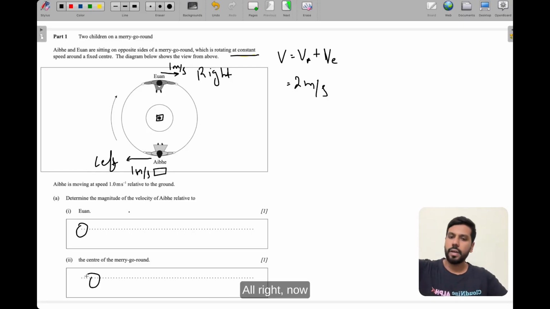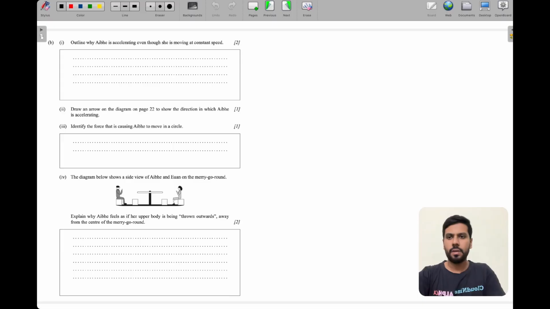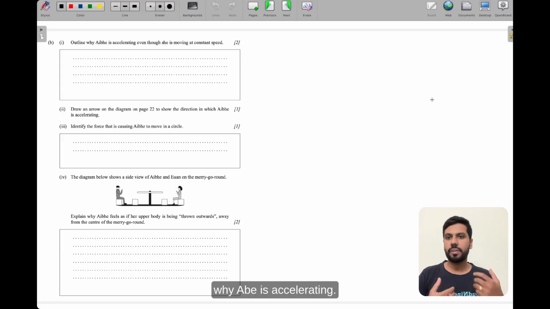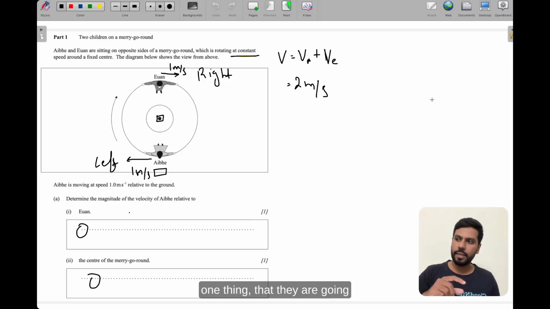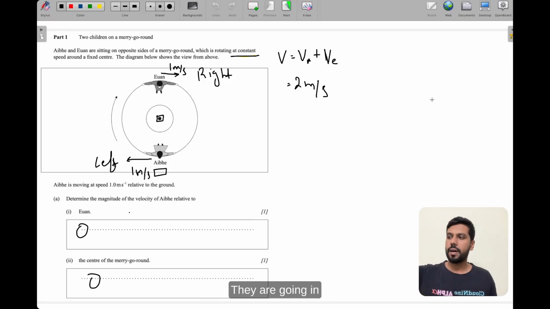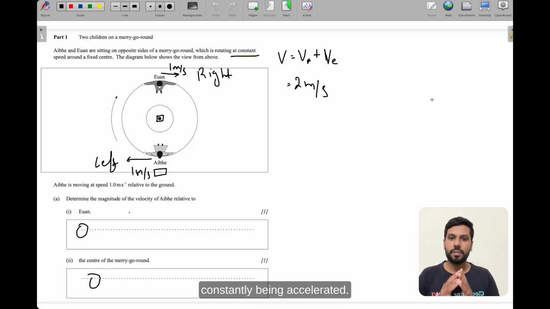All right. Now let's go forward and try to understand the other part. As you can see here, the next part asks why Abe is accelerating, though she's moving at a constant speed. So, guys, understand one thing: they are going in a circular motion. Once they are going in a circular motion, they are constantly being accelerated.